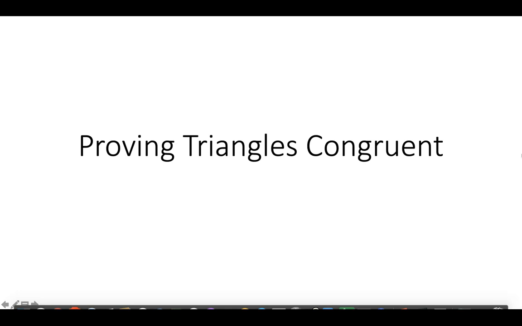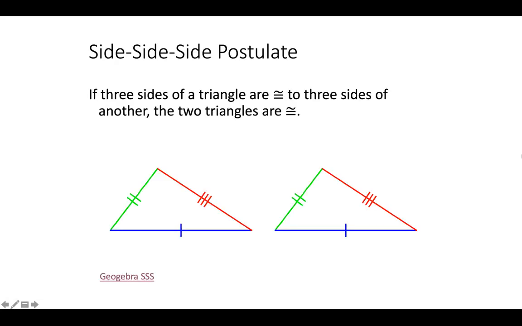This is going to cover how we're going to prove that triangles are congruent. So one of the ways that we can do this is by using what's called the side postulate. And what this says is that if we have three sides of one triangle and they're congruent to three sides of another triangle, then the two triangles have to be congruent.